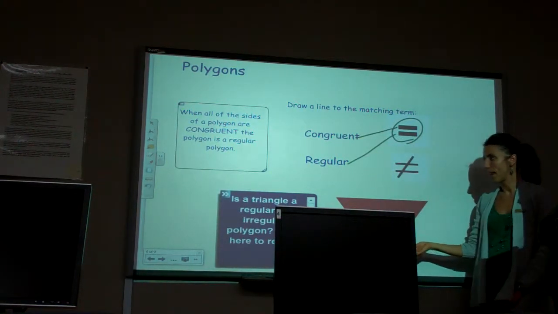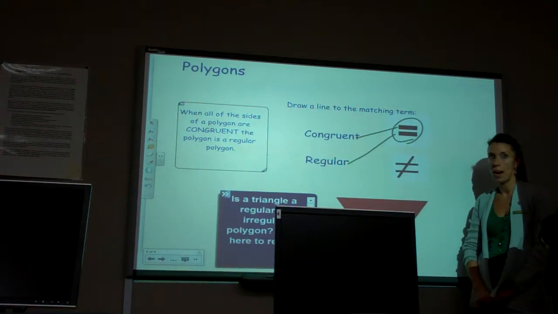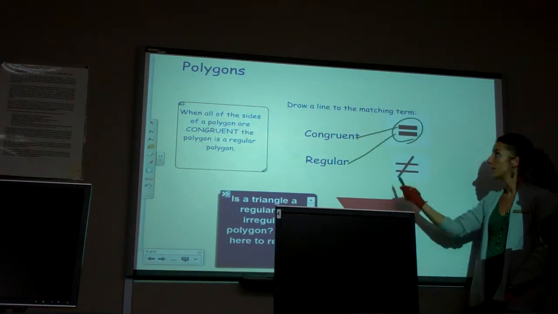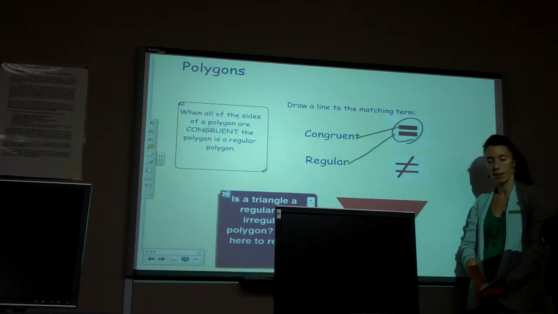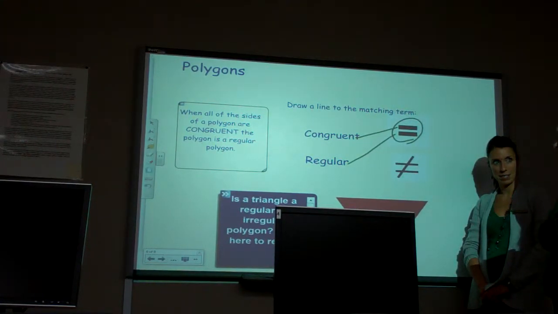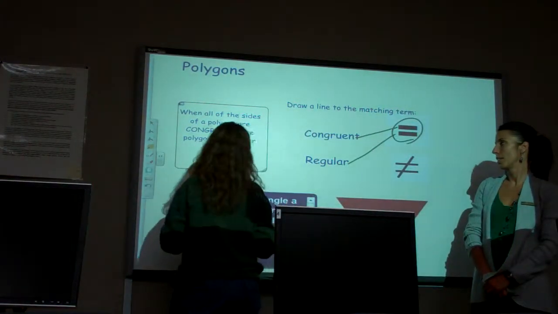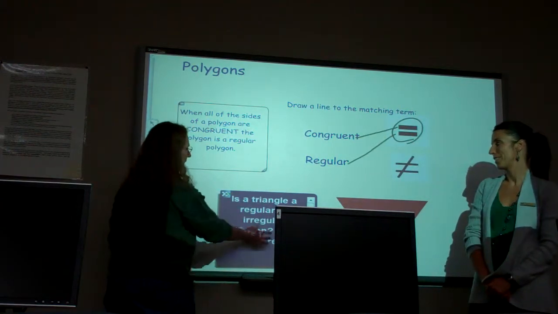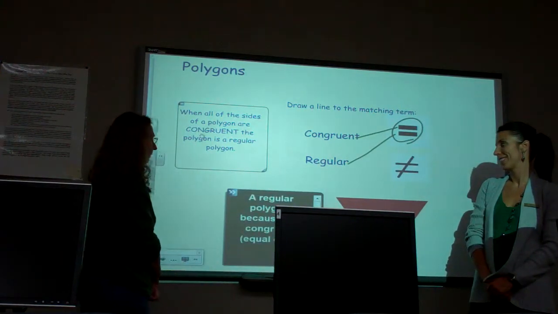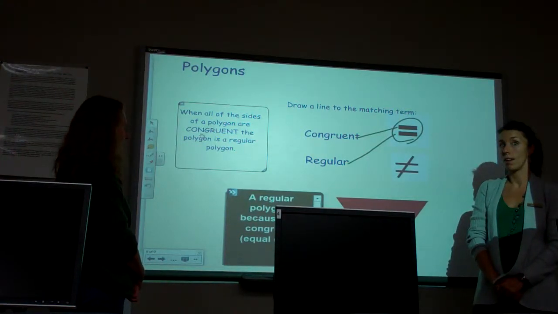So looking at this, my question is, is the triangle regular or irregular? Are the sides equal, congruent, or not equal? Look at this one. What do you think? I would say that triangle is pretty much congruent. Okay, click the box to reveal the answer. A regular polygon, because it is congruent, or equal, on all sides.